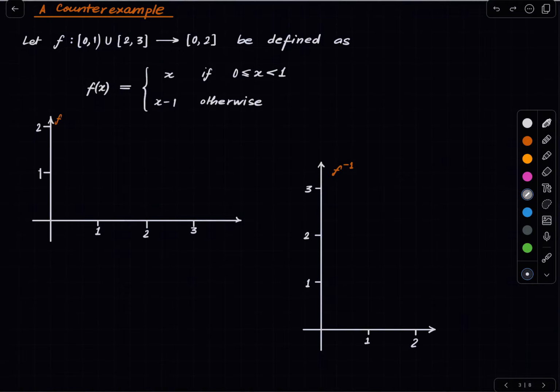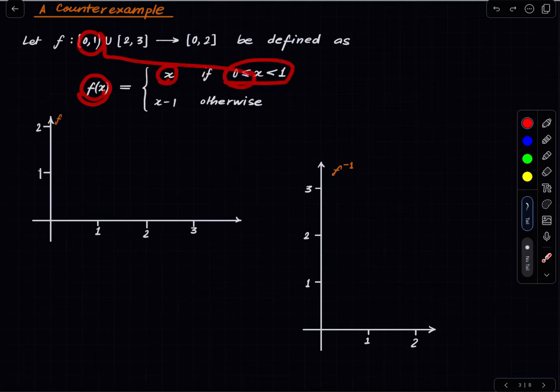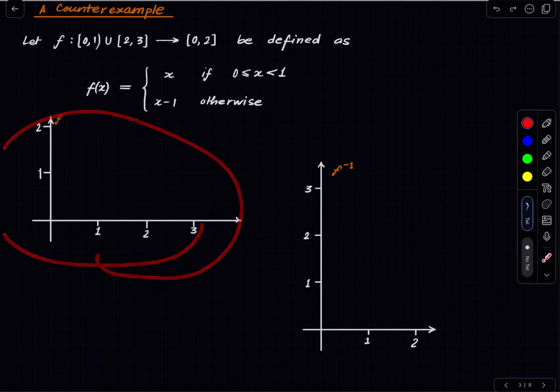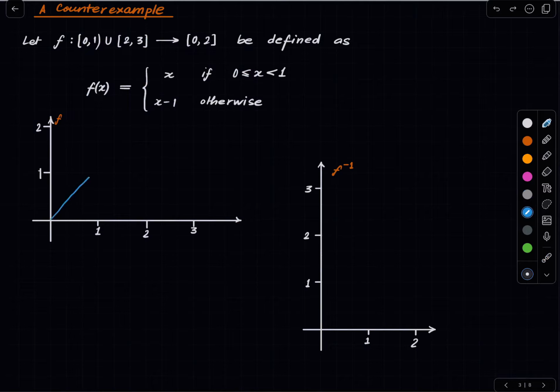So first we will see an example of a bijective continuous function whose inverse is not continuous. Okay, so we have a function defined on this set to that set. The definition is f of x takes the value x in this region, and it takes the value x minus 1 in that region. So let's draw the graph. From 0 to 1, it looks like that. And I'll make a hollow circle there because 1 is not in the domain.